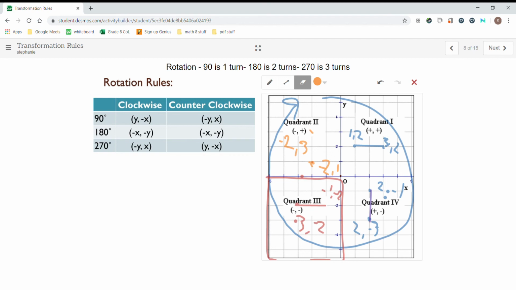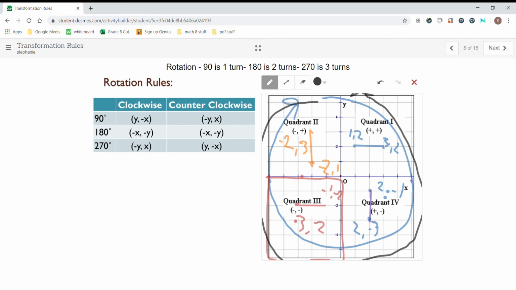Okay, so the other thing that you can see is if I had rotated everything in this direction, oops, I'm off the grid. Okay, the black is called counterclockwise. So if you look at the chart, counterclockwise for 270 is the same as clockwise 90.